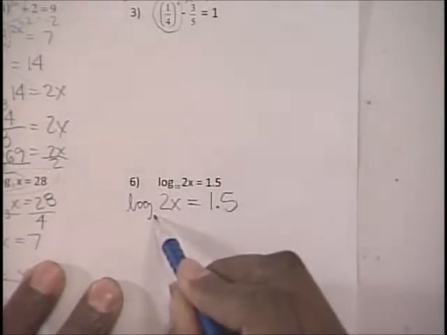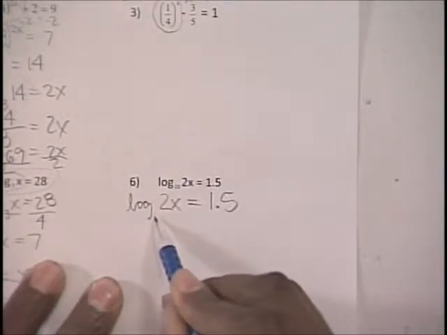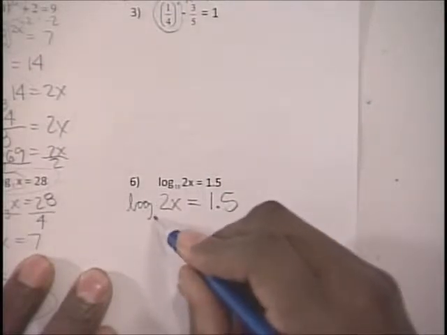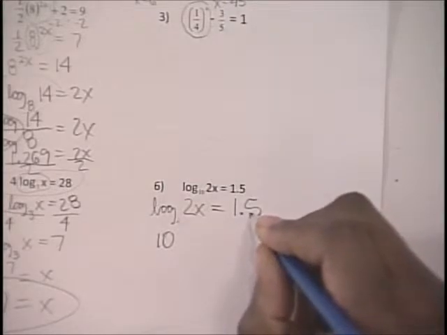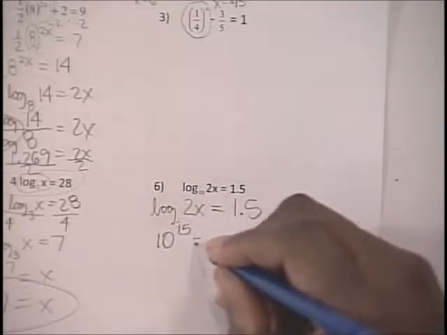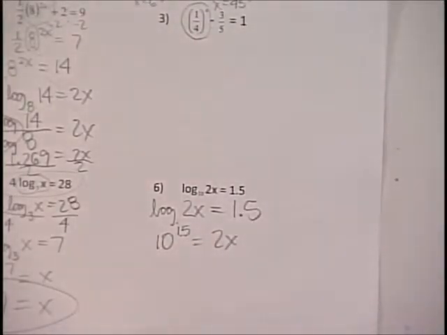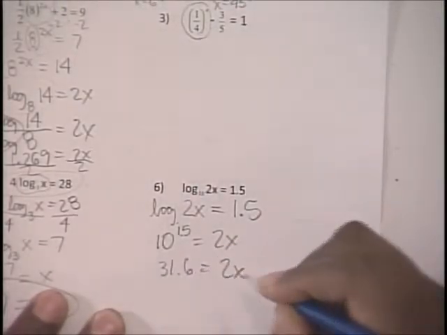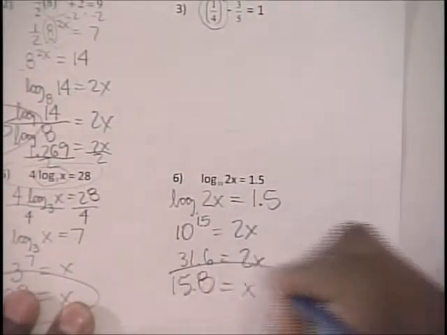So the assumed base here is 10. So let me finish this problem. We got a quick caller. The only way to solve this, the base is 10. So we got a, which is 10, to the y, which is 1.5, is equal to 2x. So you get 10 to the 1.5. You put that in the calculator. Hang on the line, caller. We'll be with you in 1 second. 10 to the 1.5, you get 31.6 is equal to 2x. You divide by 2, and x is equal to 15.8. Sorry we had to rush through that.